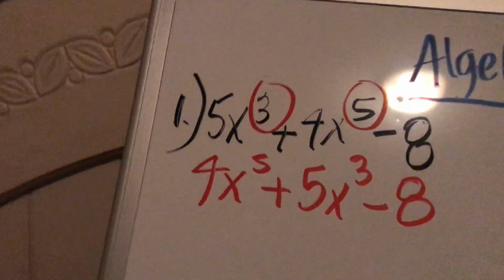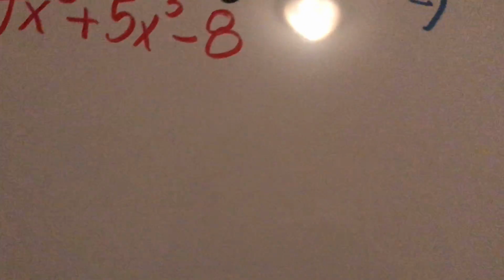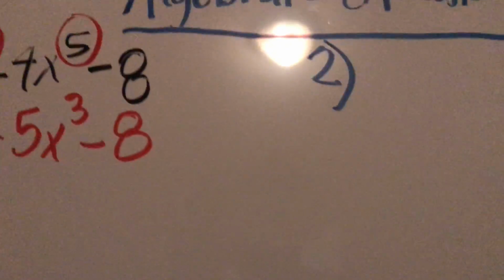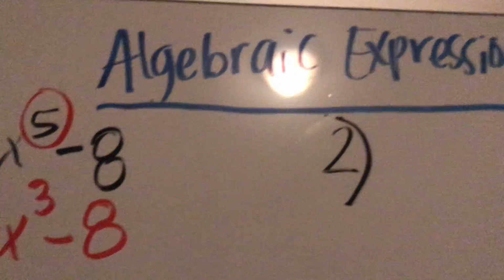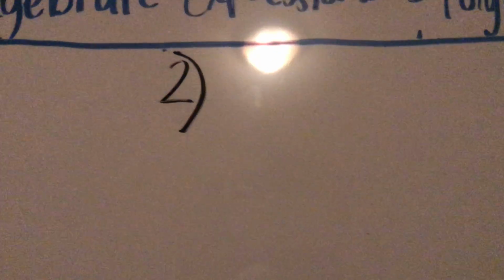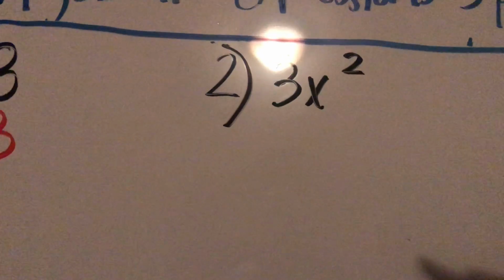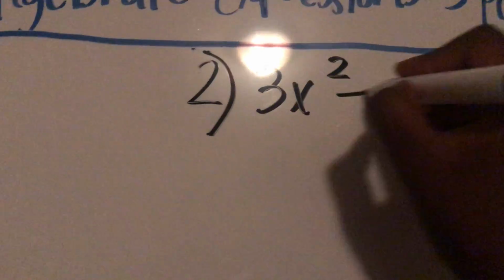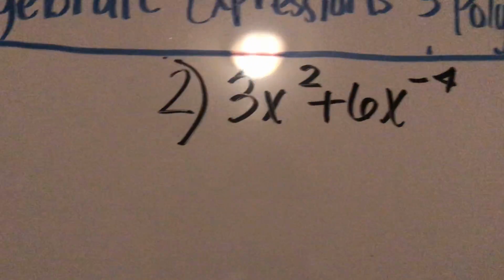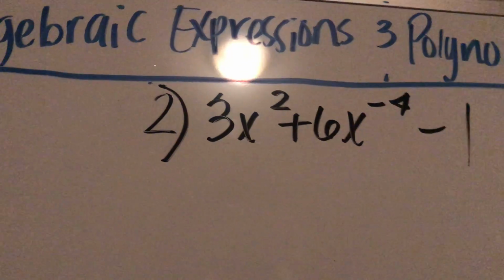Okay, the next question, it asks you, I used the wrong marker. It asks you the exact same thing. So, you have 3x squared plus 6x to the negative 4th minus 1.